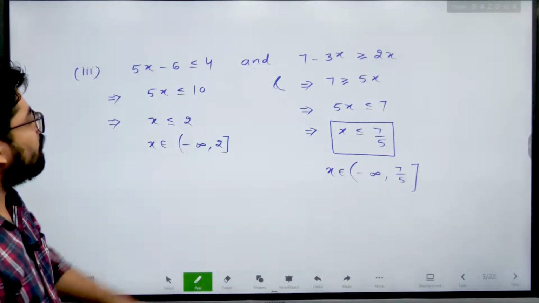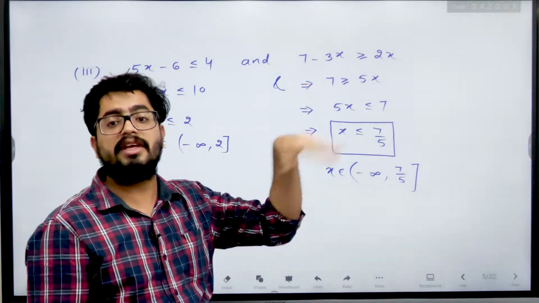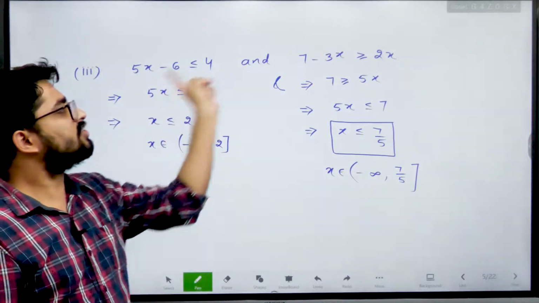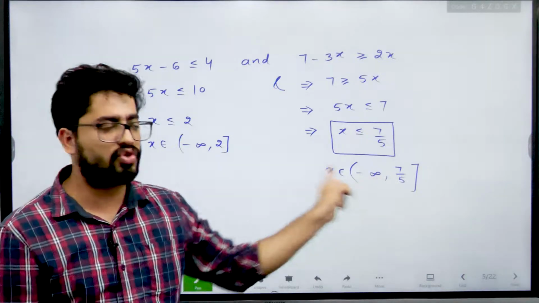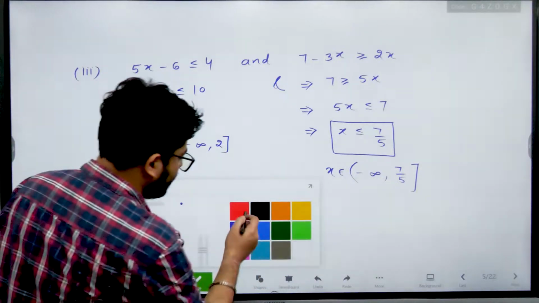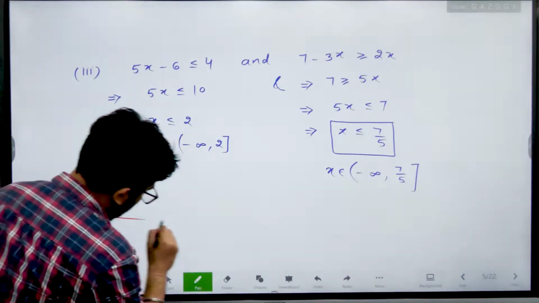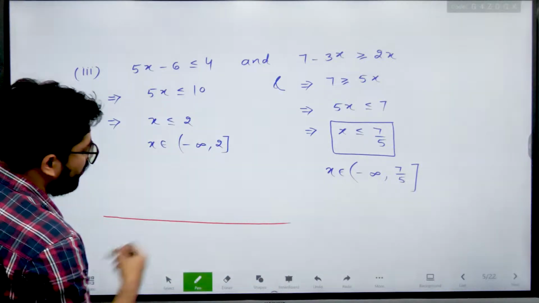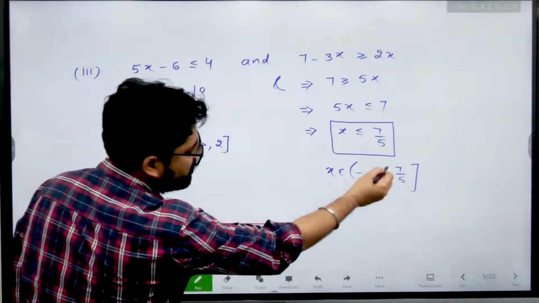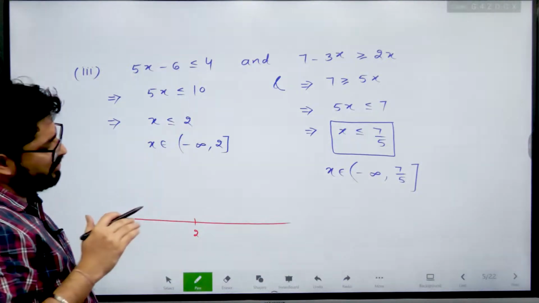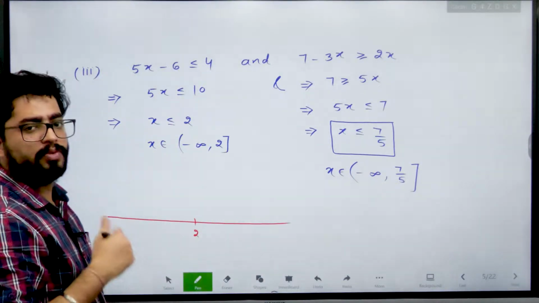Got it? Now we have the situation of 'and', which means you have to satisfy both the conditions simultaneously. It means you have to take the intersection of these two. So how can you take the intersection? Let's say this is my real number line, and 2 is somewhere here. Next is 7 by 5, which is greater than 1 but smaller than 2.